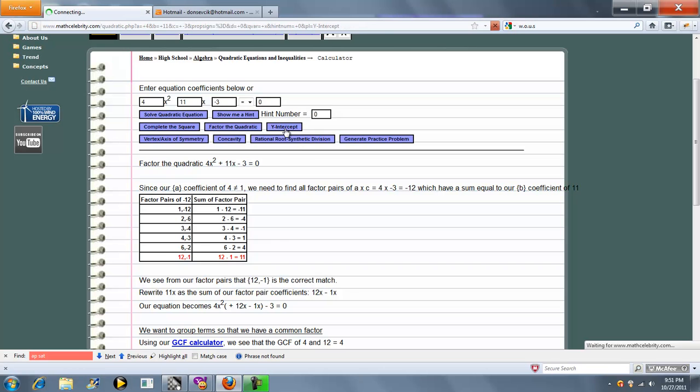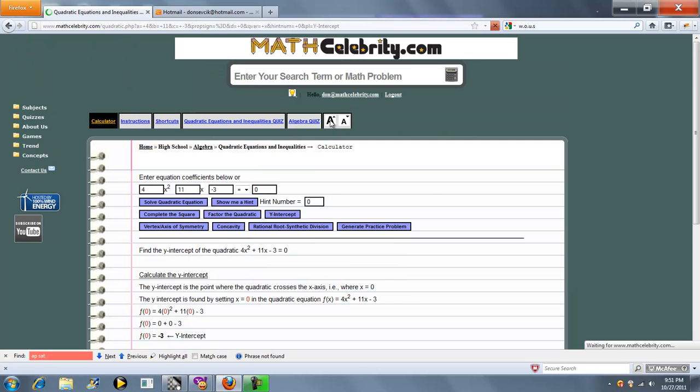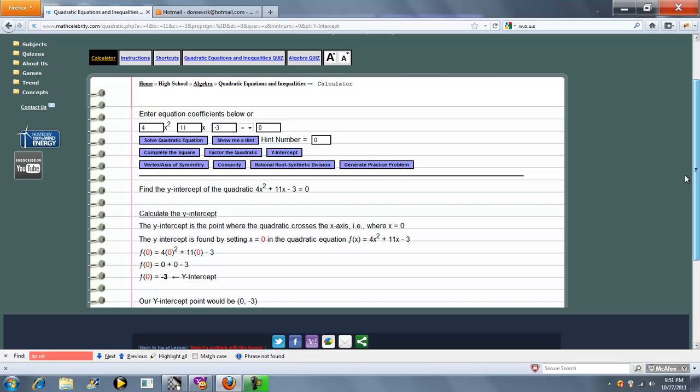We want to do the Y-intercept. Press Y-intercept. So the Y-intercept is just setting your variable, in this case x, equal to 0 and solving. Well, in this case, your Y-intercept is negative 3.